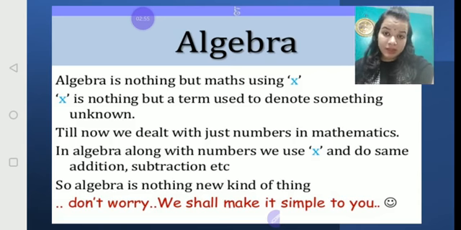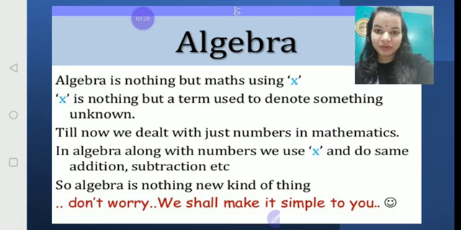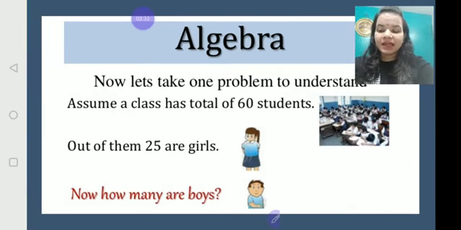Now till now in mathematics, in which you dealt with numbers, there also you were doing these operations of addition, subtraction, multiplication and division, right? In algebra, along with numbers, you will use x. So there will be basically two things in algebra that you will deal with, numbers also and unknown terms also, and the rest of the operations of addition, subtraction, etc., remain the same. You will do the operations as you were doing earlier. So algebra is nothing new kind of thing, children, so don't worry, we are going to make it simple for you. Now let us understand it with the help of a simple example.